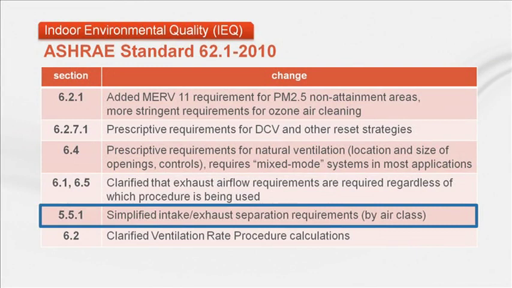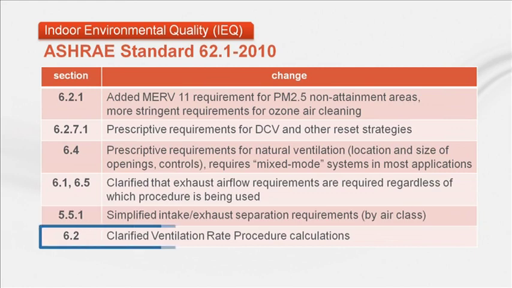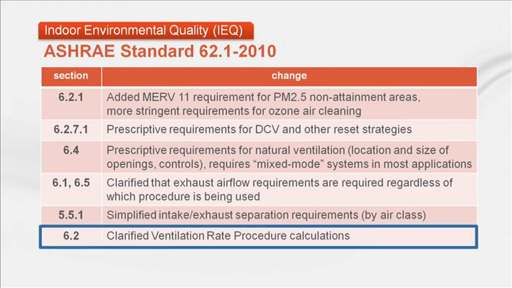The standard also simplified the separation requirements for intake and exhaust locations. It now uses the air classes which are defined and used in other parts of the standard. And finally, the calculations used for the ventilation rate procedure have been further clarified.